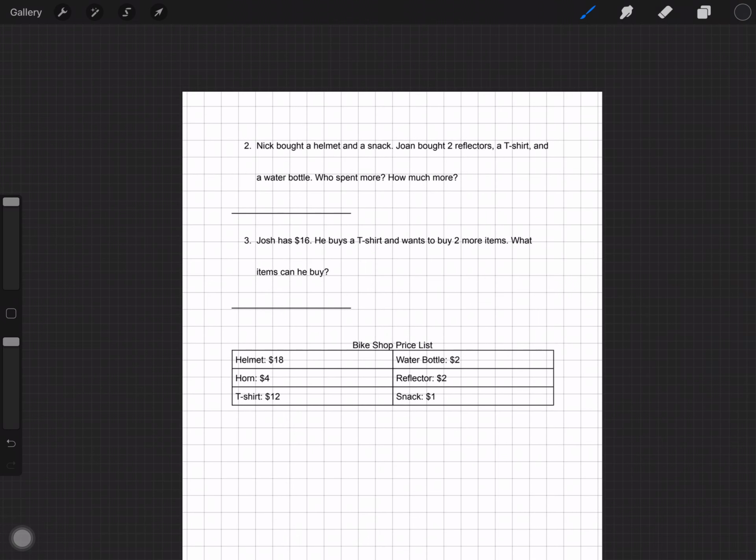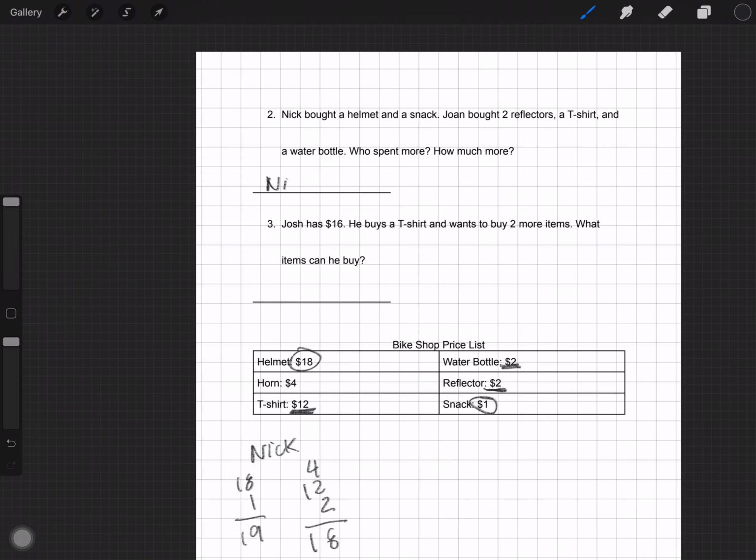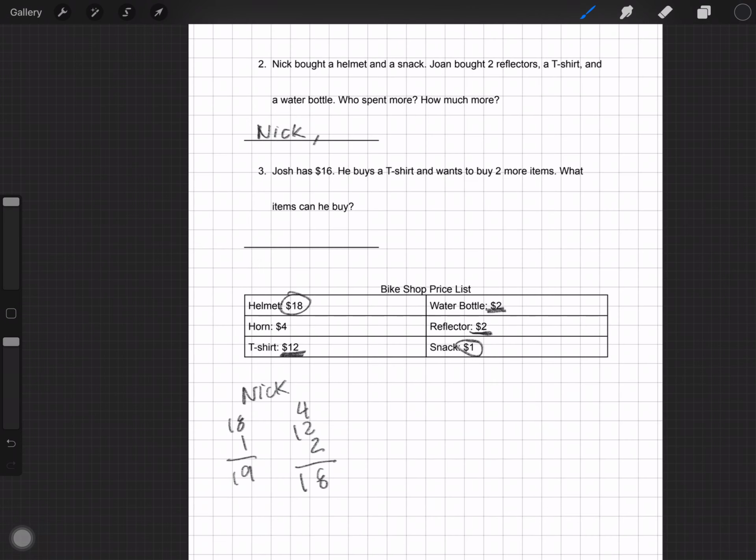So Nick bought a helmet and a snack. Joan bought 2 reflectors, a t-shirt, and a water bottle. Who spent more? How much more? So let's calculate Nick first. He bought a helmet, 1 helmet, and 1 snack. Joan bought 2 reflectors. So reflectors are $2 each, so 2 of them would be $4. A t-shirt, just $12, and a water bottle, which is $2. And now we have 18. Who spent more? Nick. How much more? We have 19 and 18, so $1 more.